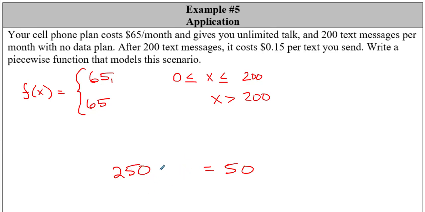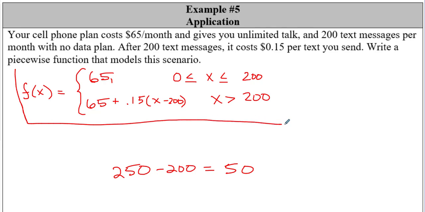Well, if I had 250 minus x, I could solve for x, but this one's pretty easy to do in our head. We're just simply subtracting that 200. So this is what gives me the model of how many messages over 200. It's going to be however many messages, x, minus the 200 that are included in the original plan of $65. So if it's 15 cents per text you send, that is being added on to the monthly fee, and that is times how many messages we are sending.